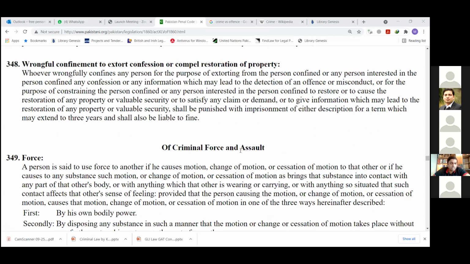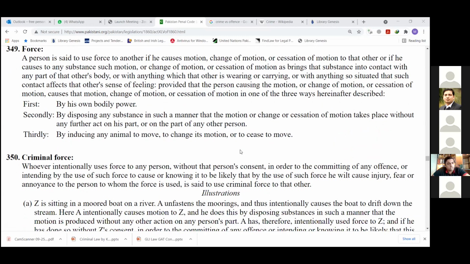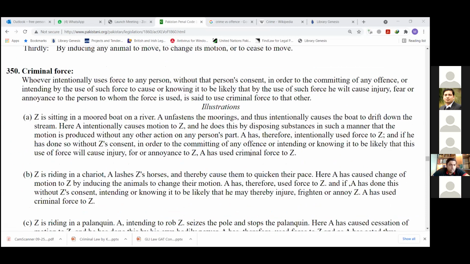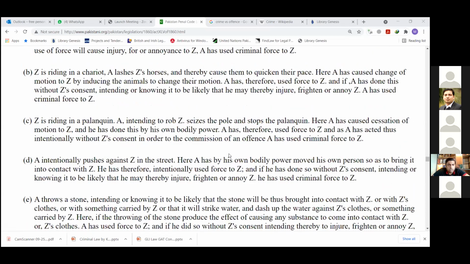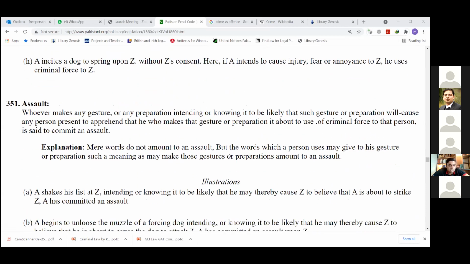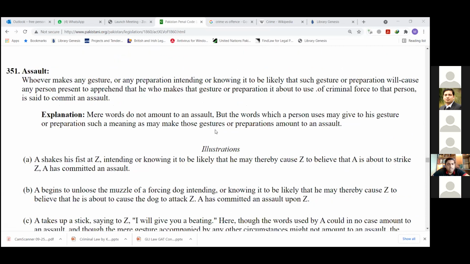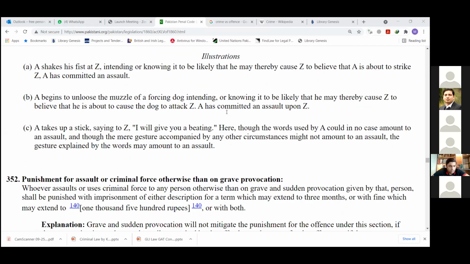Then comes criminal force and assault. Criminal force includes using force against a person, against that person's consent, and in that manner an offense is committed. So this comes within the definition of criminal force. And any gesture or preparation which intends to cause a criminal force to be used against a person is called assault.